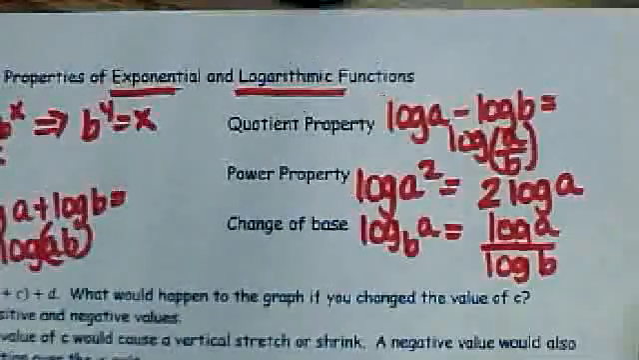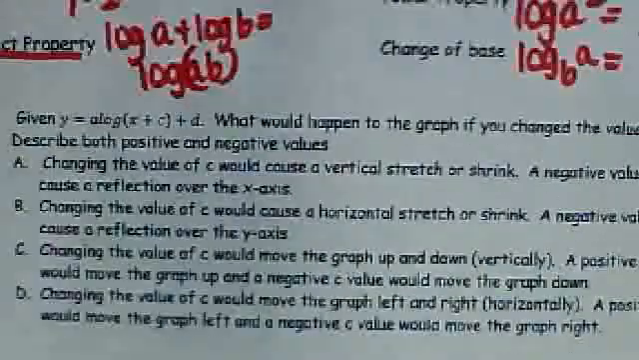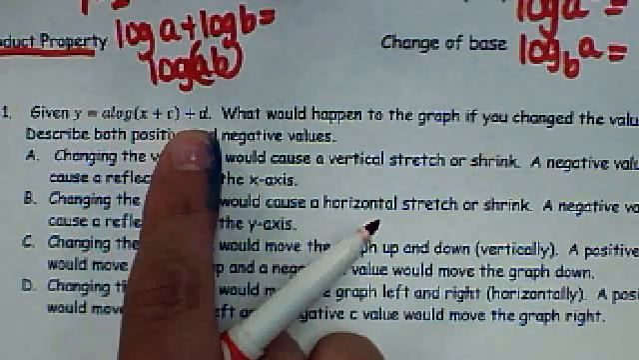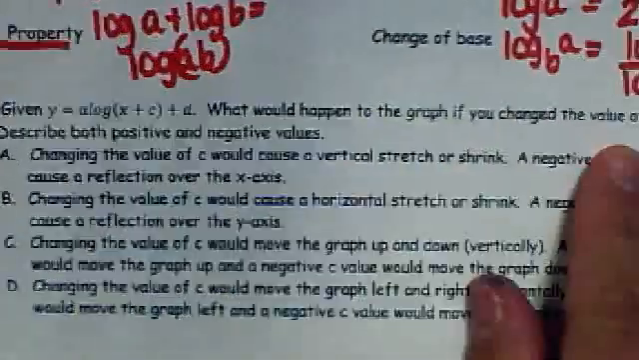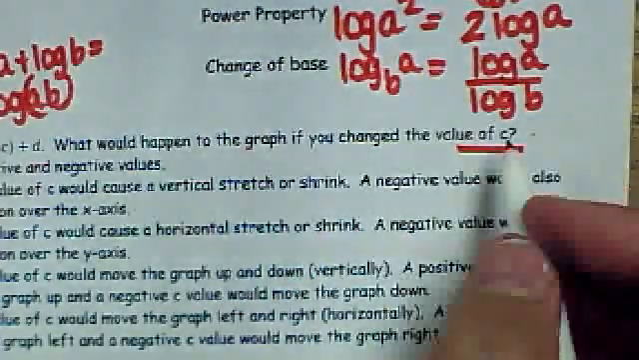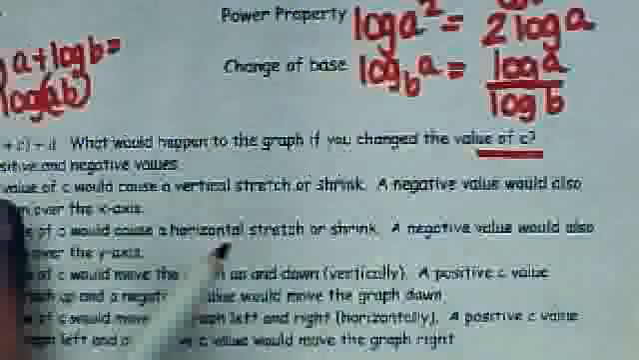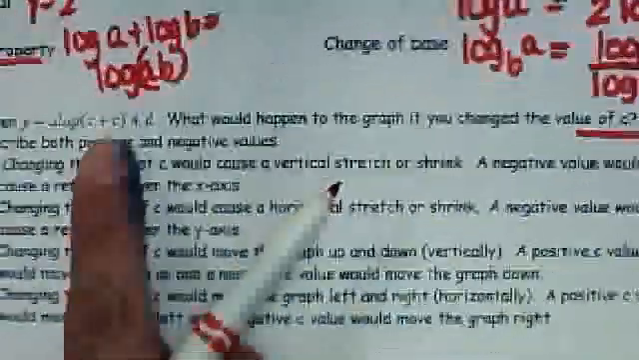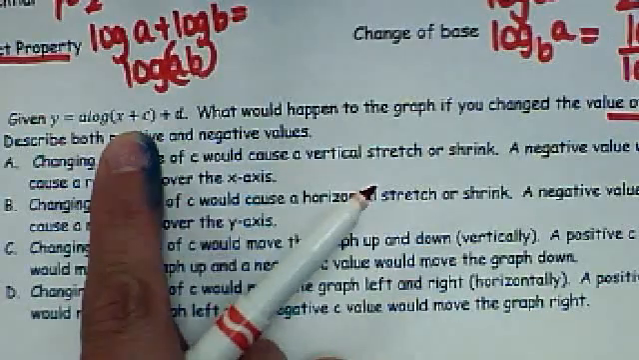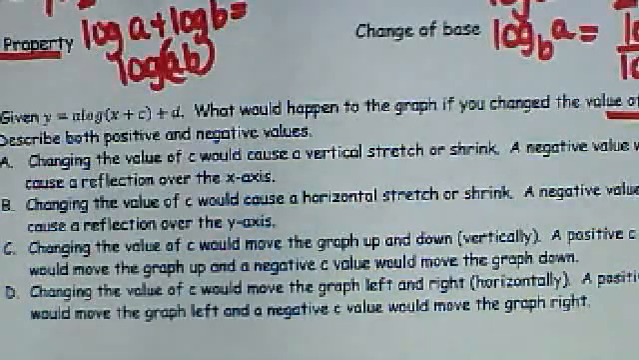So our first question says, given y equals a log x plus c plus d, what would happen to the graph if you change the value of c? So that was left off your paper. It should be the value of c. So if we look at this formula, that c that's inside the parentheses, what does that do to the parent function? What does that do to the graph?